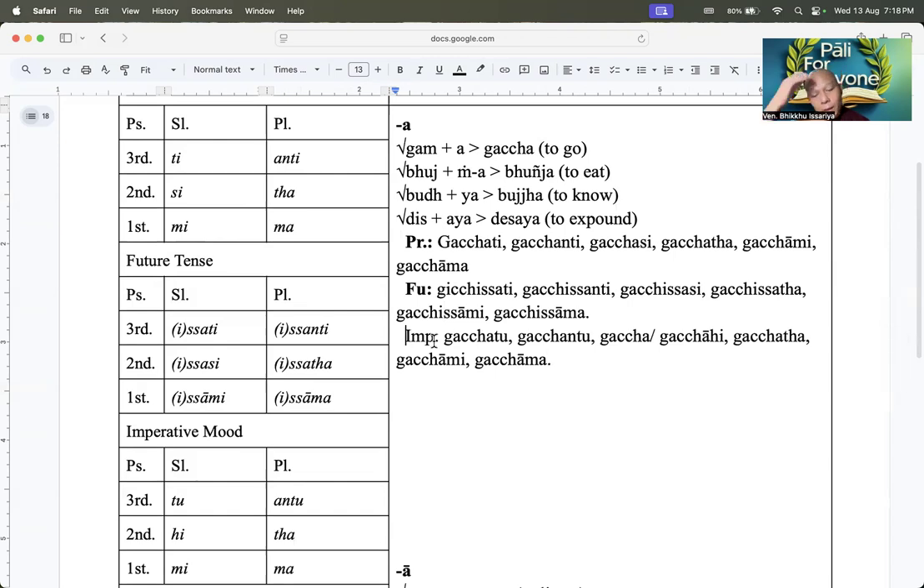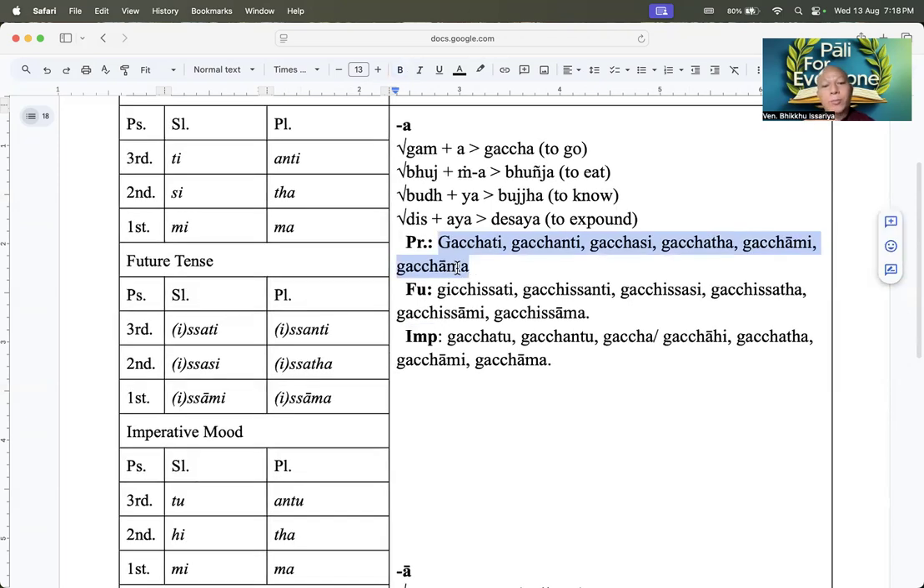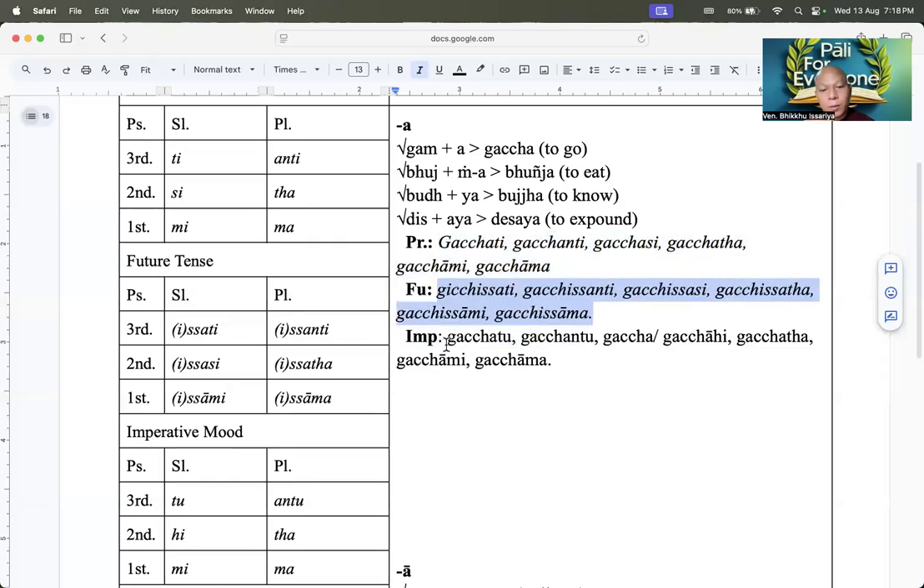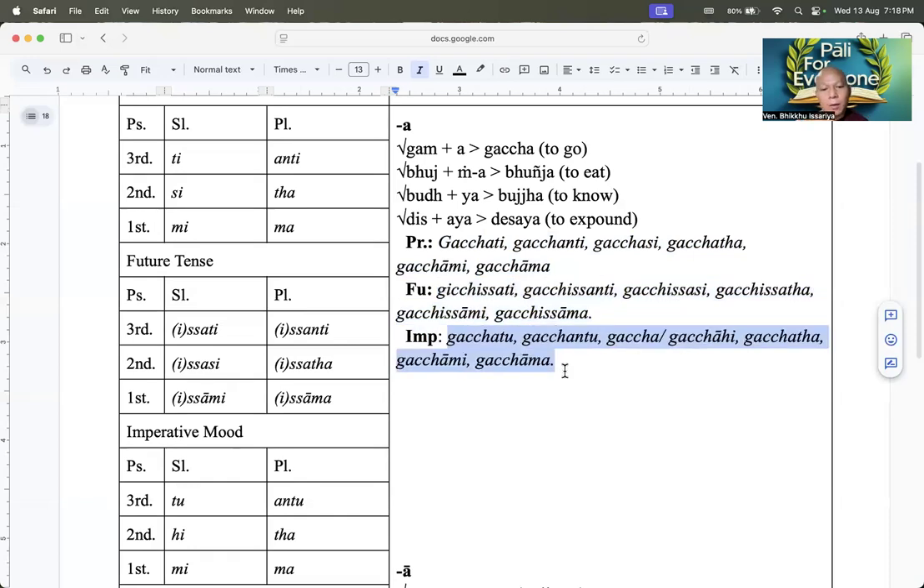So whenever we find a new verb or new root, in the present tense like this, in the future tense like this, in this way we should try to build verb forms. But later, in time, you will be familiar with that, and then you don't need to. But for the beginner, it is better to be familiar with the verb system.